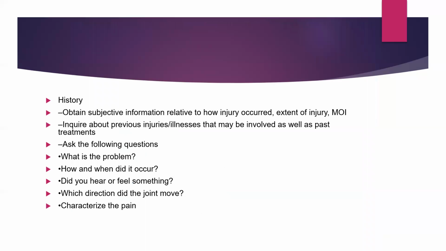The history. We obtain the subjective information related to how the injury occurred, the extent of injury, and the mechanism of injury. We inquire about previous injuries, illnesses that may be involved, as well as past treatments. We ask the following questions: What is the problem? How and when did it occur? Did you hear or feel something? Which direction did the joint move? And we characterize the pain, if it is local or referred.